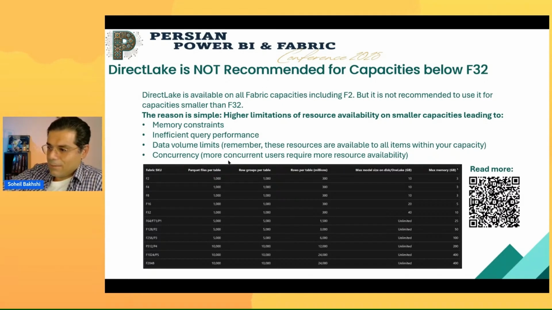Unless you hit the per table limit, which is 300 million rows for all capacities below F64, right? So those are very important things to note.